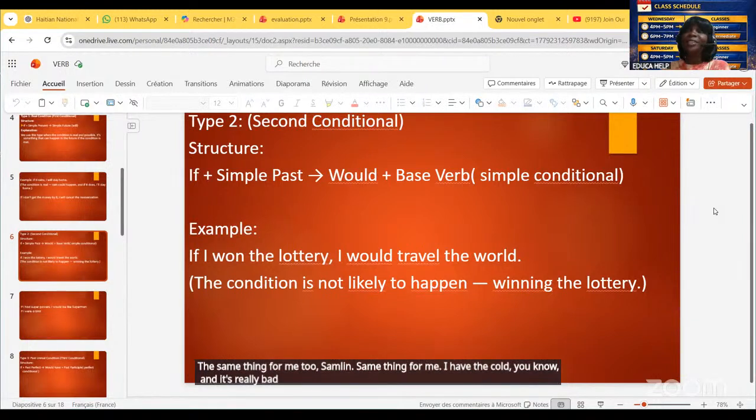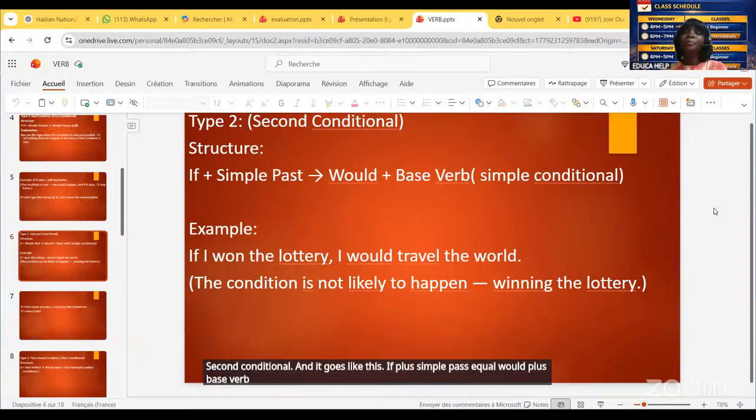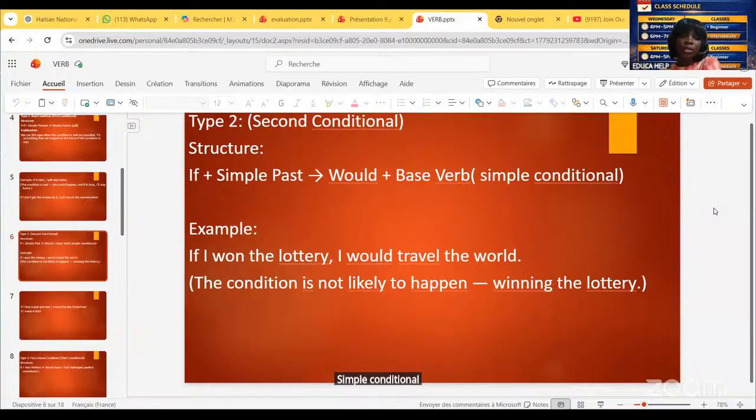Second conditional, and it goes like this: if plus simple past equals would plus base verb. Simple conditional. Deuxième condition, hein?